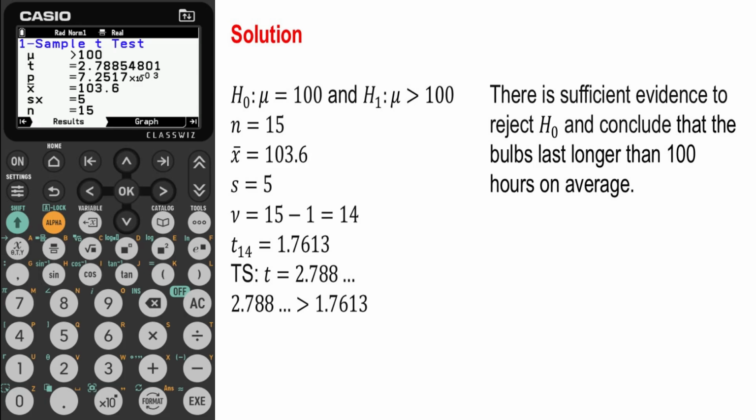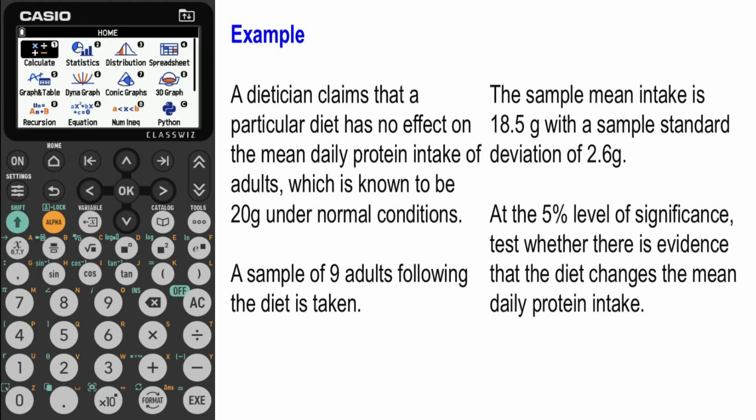A dietitian claims that a particular diet has no effect on the mean daily protein intake of adults, which is known to be 20 grams under normal conditions. A sample of 9 adults following the diet is taken. The sample mean intake is 18.5 grams with a sample standard deviation of 2.6 grams. At the 5% level of significance, test whether there is evidence that the diet changes the mean daily protein intake.